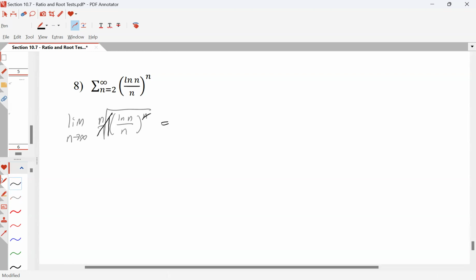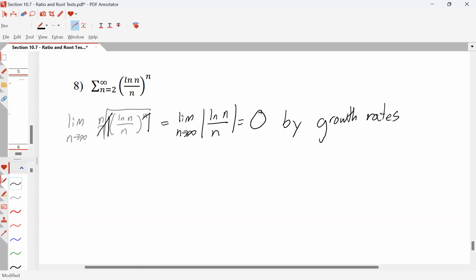So we have absolute values on this. But those absolute values, everything is positive. We have the absolute value of ln of n all over n. This goes to 0 by growth rates. We know that n grows faster than the natural log of n. So this limit comes out to be 0. 0 is less than 1.